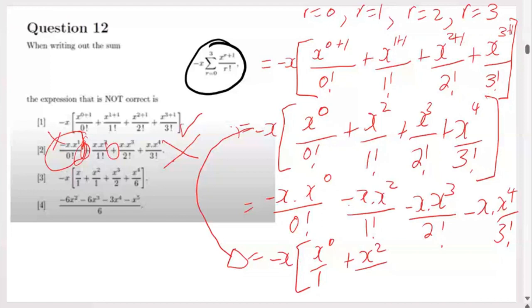Yes. And then I'm working from this step. So this one has given us an answer for this one. So plus x cubed, 2 factorial is equal to 2. What is 3 factorial? 3 factorial is equal to 6. Okay. So number 3, this one is correct.